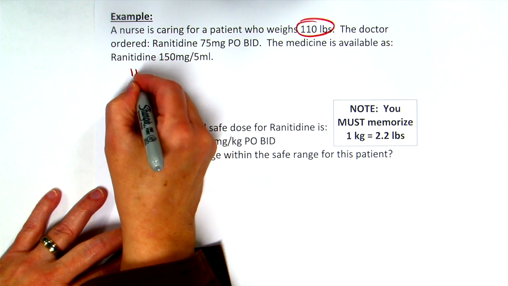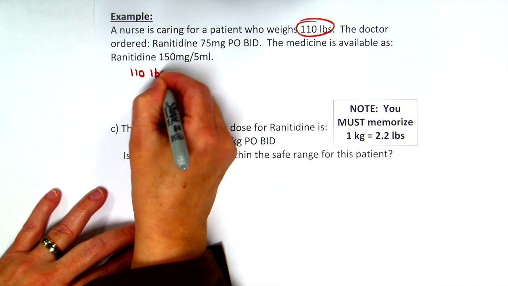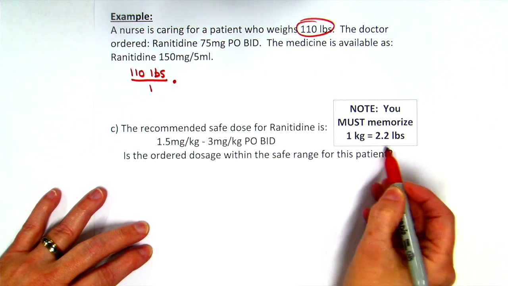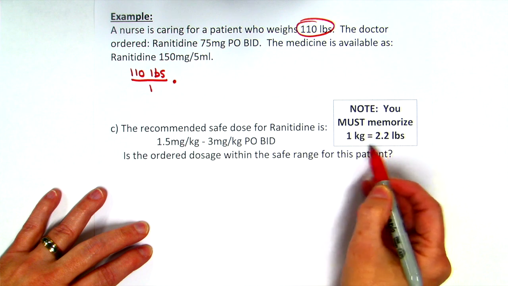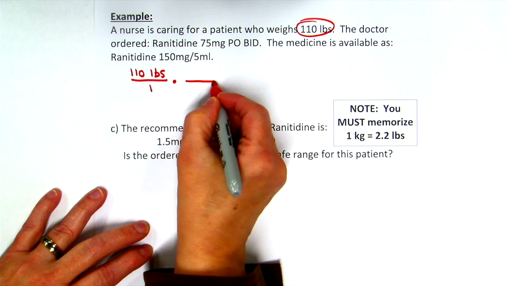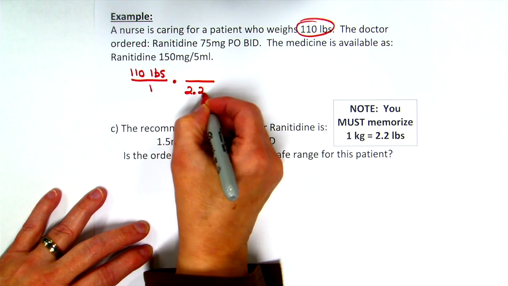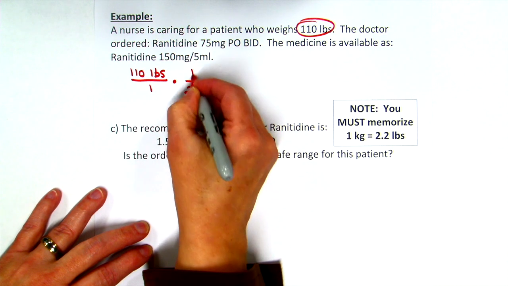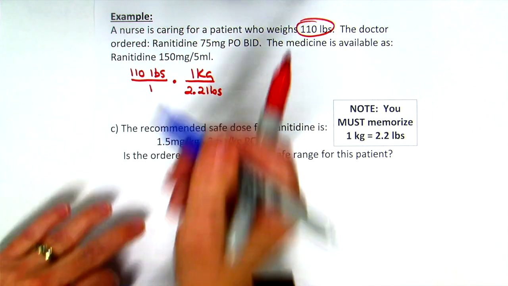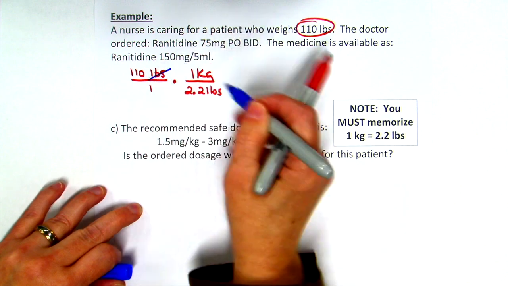So we can say 110 pounds over 1. We'll multiply it by our rate that we have memorized here, that 1 kilogram is 2.2 pounds. We're going to choose to put the pounds on the bottom. So 2.2 pounds and 1 kilogram. Okay, that's going to show us that, yes, division really is what is needed here.